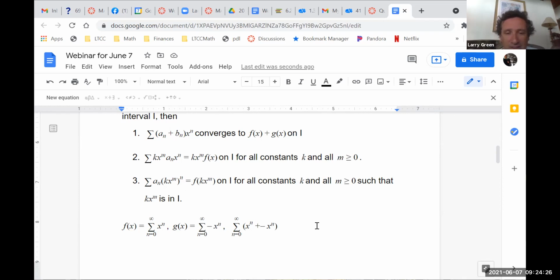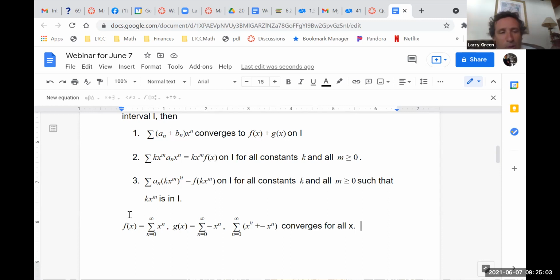It doesn't matter what the x is. It doesn't even have an x when you simplify. So this converges for all x. On the other hand, f and g don't. So you can gain convergence, but you can't lose convergence. And that's important to note. Any questions on that? So you can gain but not lose.